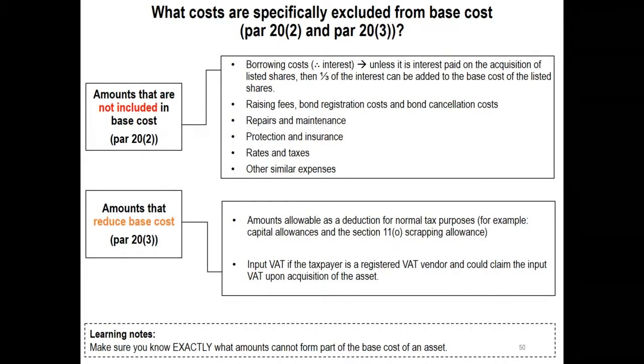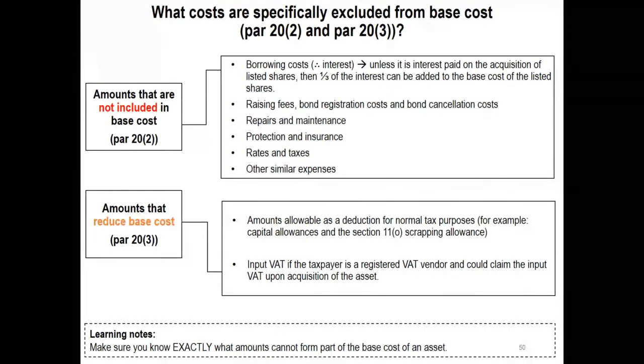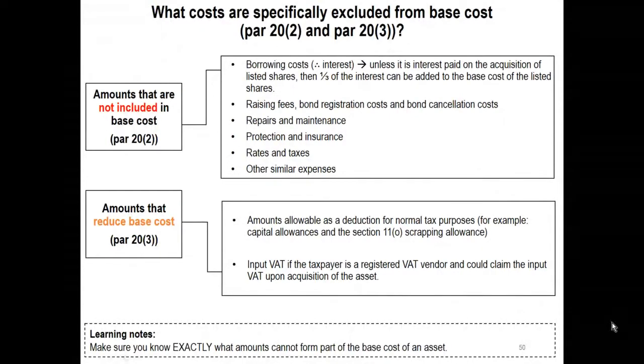And then there's a whole list of other amounts that will also not be allowed to add to base cost, and certain amounts that will reduce it. For example, amounts that have already been allowed as a deduction for normal tax purposes, like your capital allowances and the Section 11O scrapping allowance. And then, of course, VAT, but we are going to look at VAT and its impact a bit later. Okay.